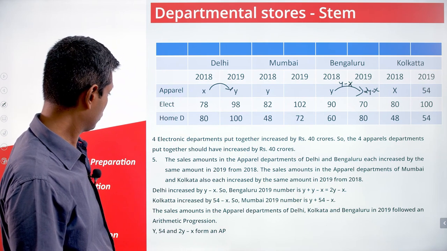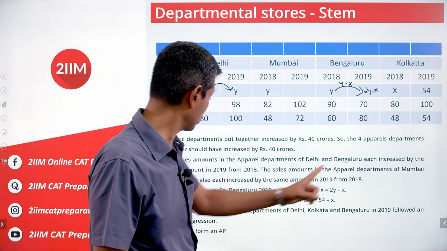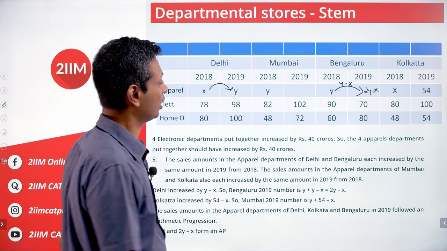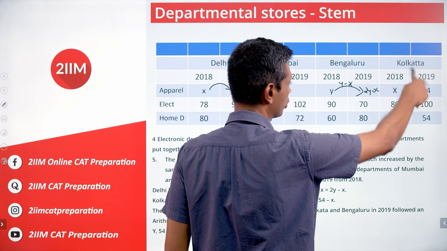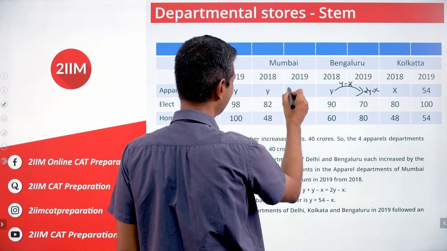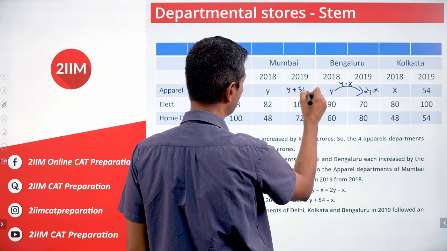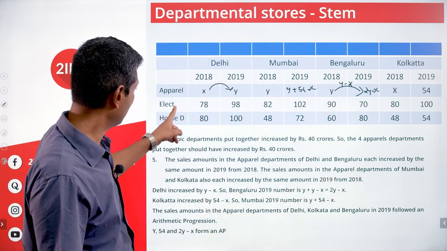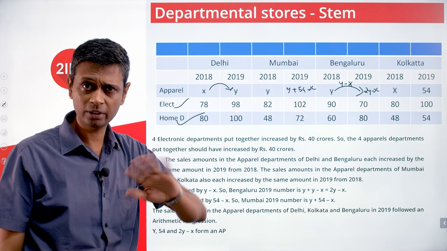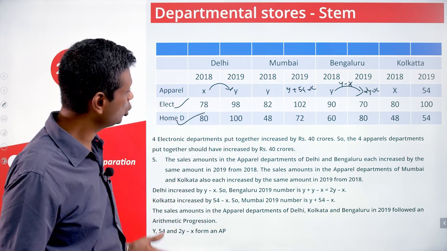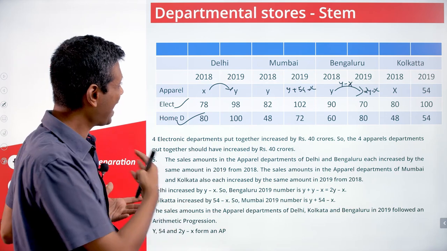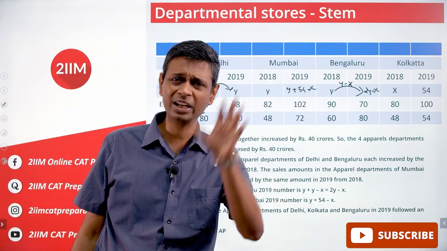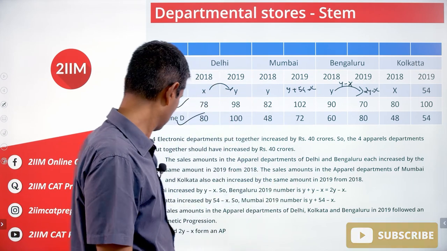The sales amounts in the apparel departments of Mumbai and Kolkata also each increased by the same amount. Kolkata is X to 54, increased by 54 minus X. Add this, Y plus 54 minus X. We've got a bunch of numbers filled in. For electronics and home decor, we've got everything filled in. For apparel, we have two variables, X and Y. But you've filled everything based on X and Y. The last one is an actual number. So if you have something linked in X and Y, we're through.